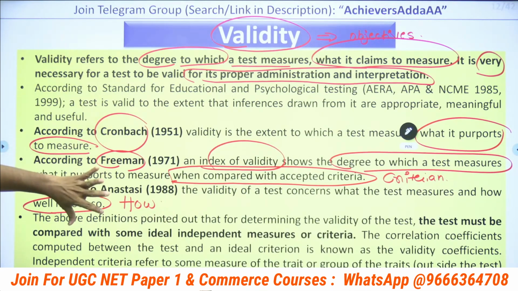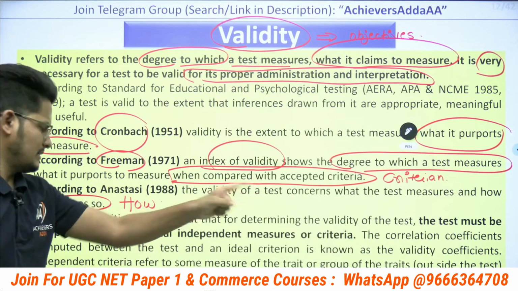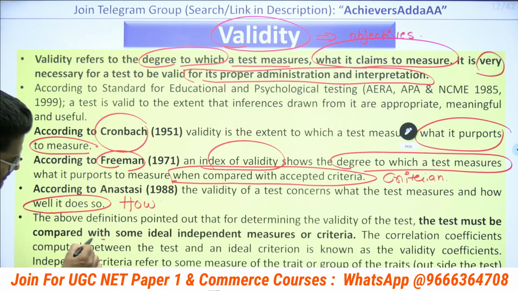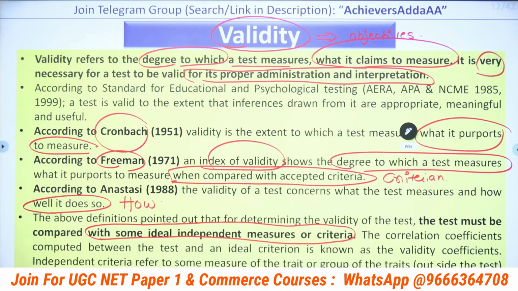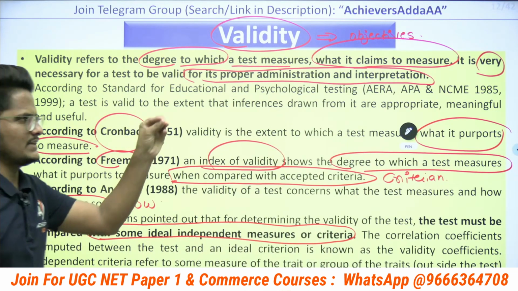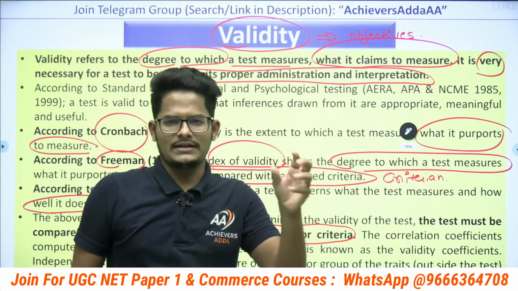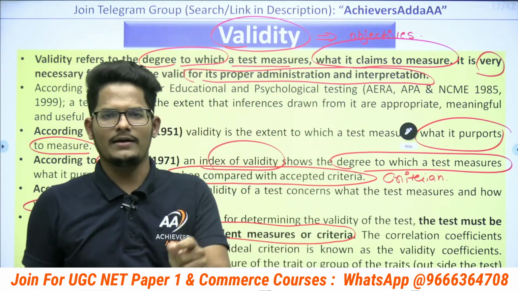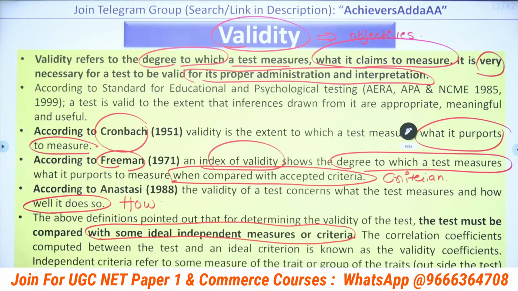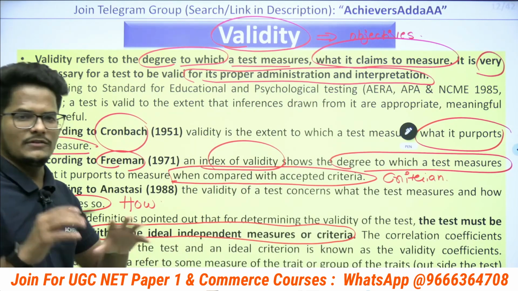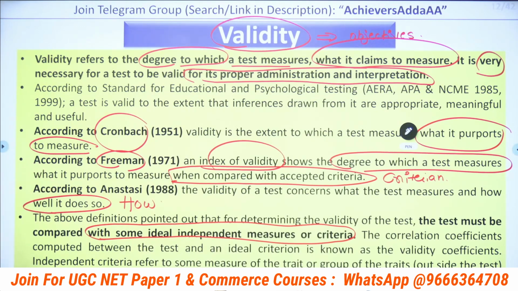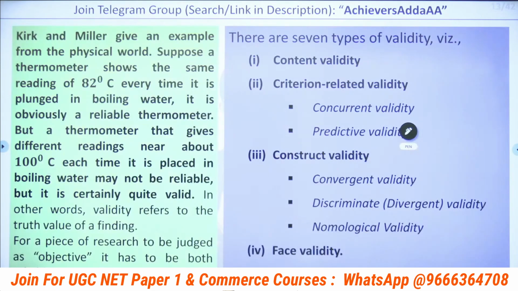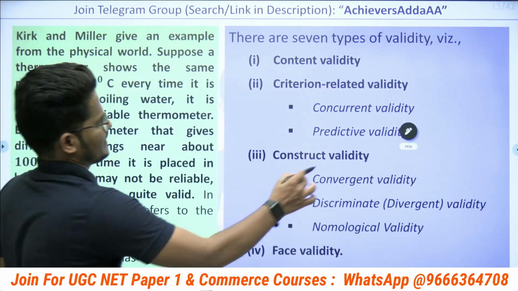Out of all these definitions, the final conclusion is that a test must be compared with some ideal independent measure or criteria. So when you compare the result of this test with the criteria or standards which you made up, if it is giving accurate results, if it is getting related, if the correlation is very strong, then those results are valid in nature. Right? Now, let me go into the types of validity.